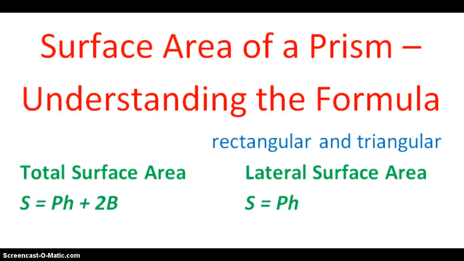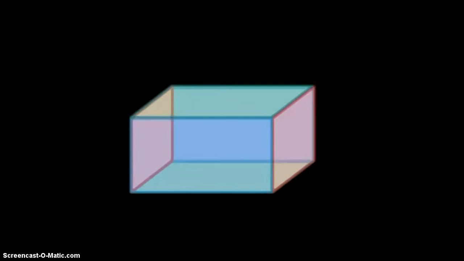Surface area of a prism, understanding the formula. Specifically, we are going to talk about rectangular and triangular prisms. All right, so let's go ahead and take a look at this prism right here. This is a rectangular prism. We're going to say that the bases are these two shapes on the end. So here is one base, and then here is the other base.